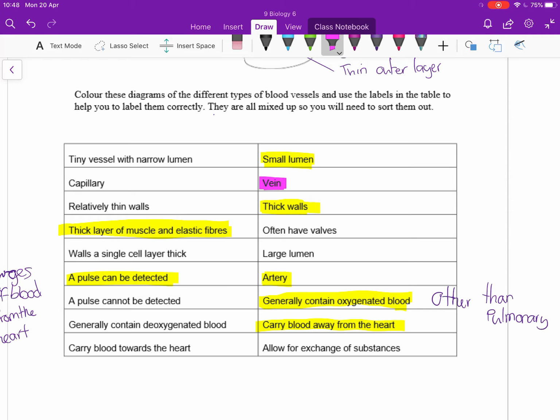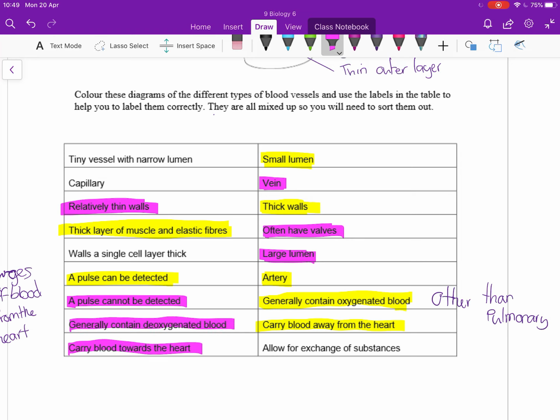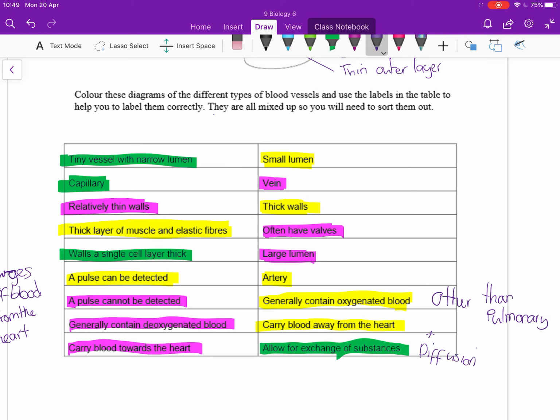Another one there, just as a good point for comparison, is that arteries generally do contain oxygenated blood, but there is an exception because we have got the pulmonary artery, which will be carrying deoxygenated blood to the lungs, and then same with the vein, that the pulmonary vein will be carrying oxygenated blood back from the lungs. And again, diffusion, really important for this one too.